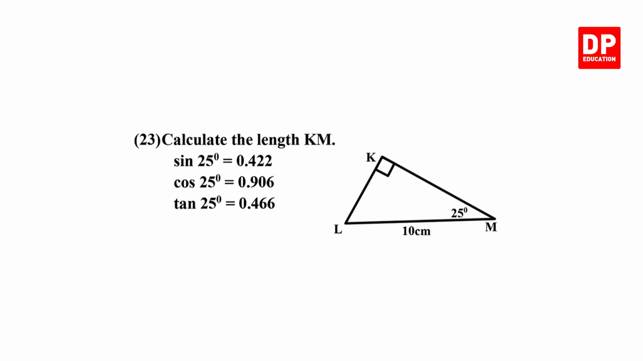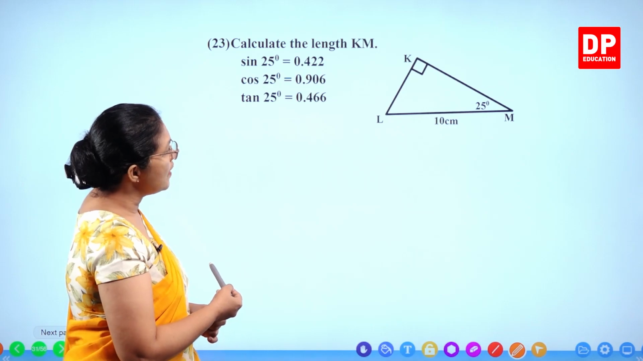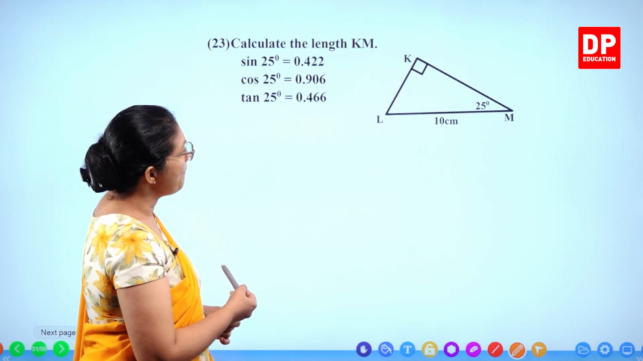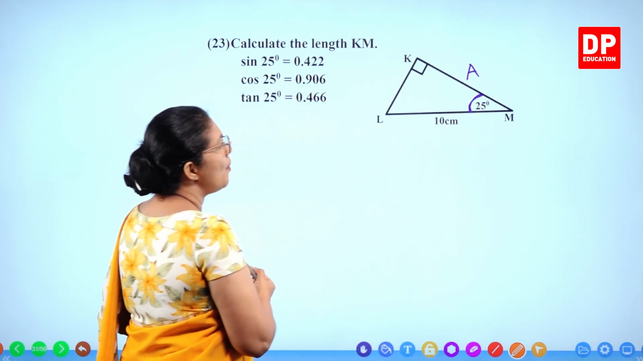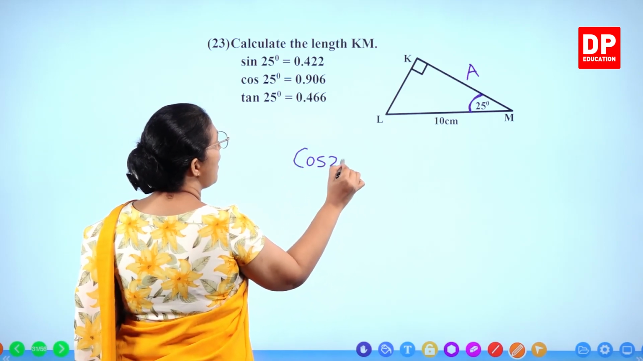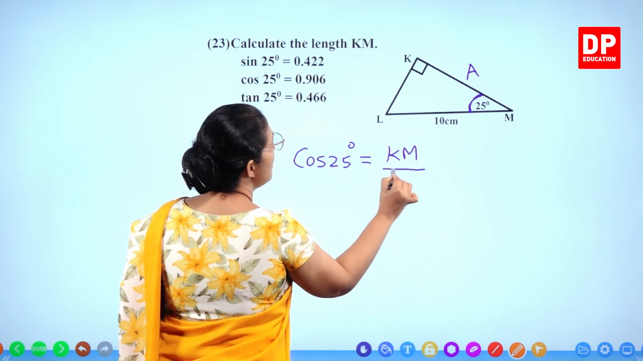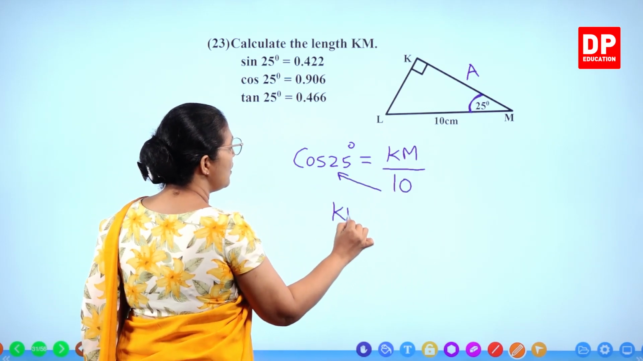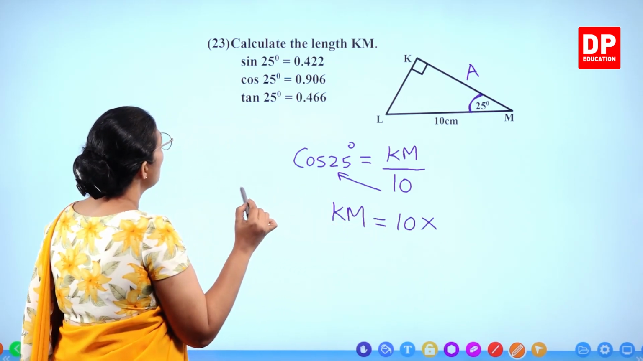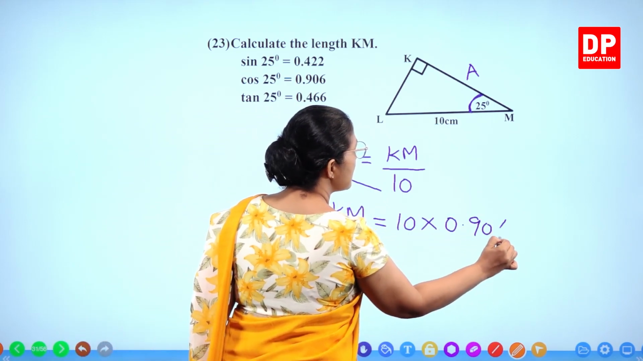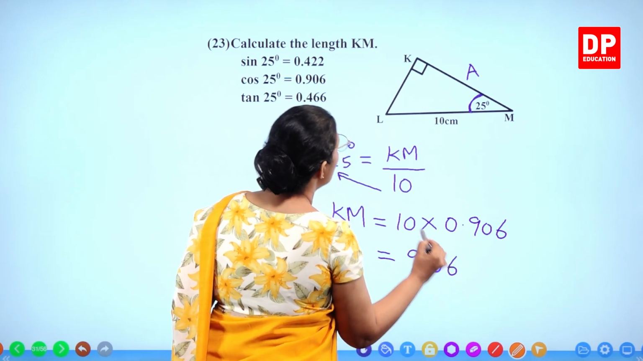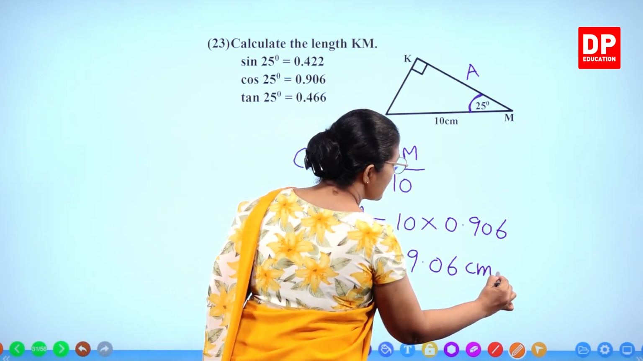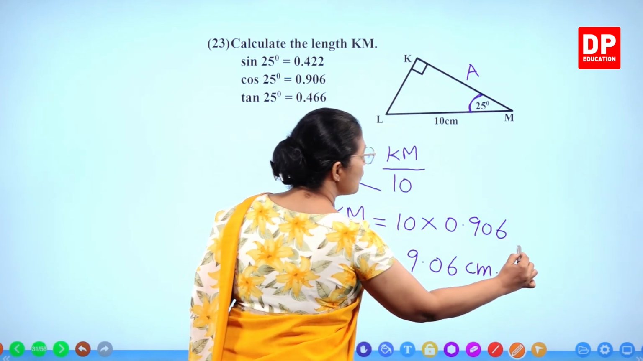Question number 23. Calculate the length KM. Sin 25 is given, cos 25 value is given, tan 25. So what is the suitable ratio to find KM? To this angle, this is adjacent and this is hypotenuse. So we need cos 25. Cos 25 is equal to adjacent KM over hypotenuse 10. So KM value is 10 times cos 25 value. What is cos 25? 0.906 multiplied by 10 means you move the decimal point 1 place to the right. So you get 9.06. This is in centimeters. So you get 2 marks.